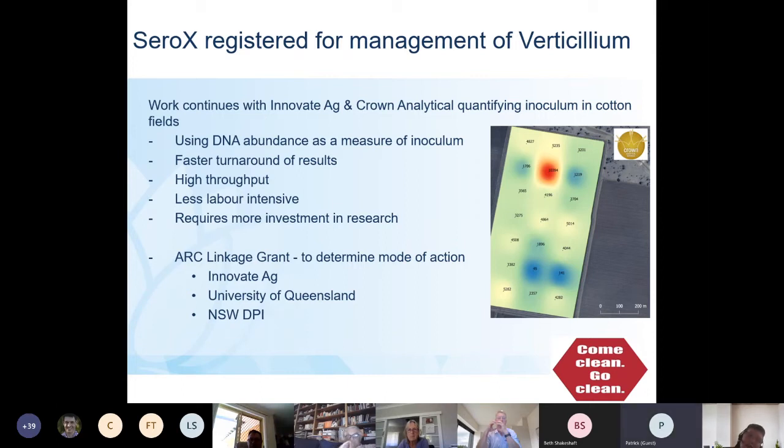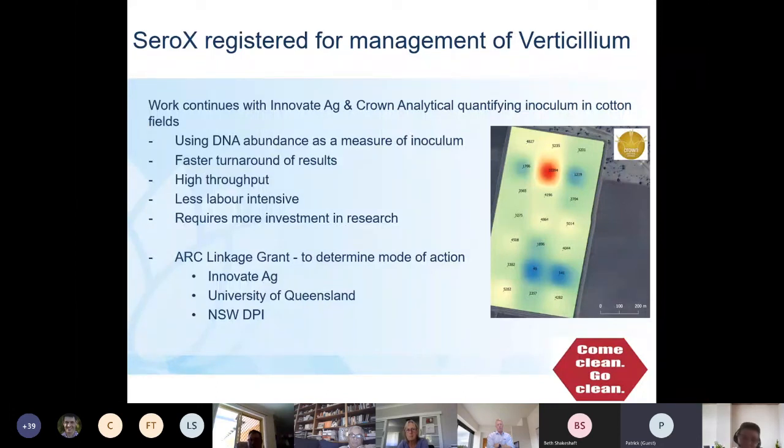So then X actually was registered for the management of Verticillium wilt. Now to undergo that, all of the information data was tabulated and sent to the APVMA for them to consider a label change. The work continues with Innovate Ag and also Crown Analytical, quantifying inoculum in the cotton fields. Thankfully, there's a DNA way to do it now, which is much, much quicker. It's a fast turnaround, high throughput, much less labour intensive.